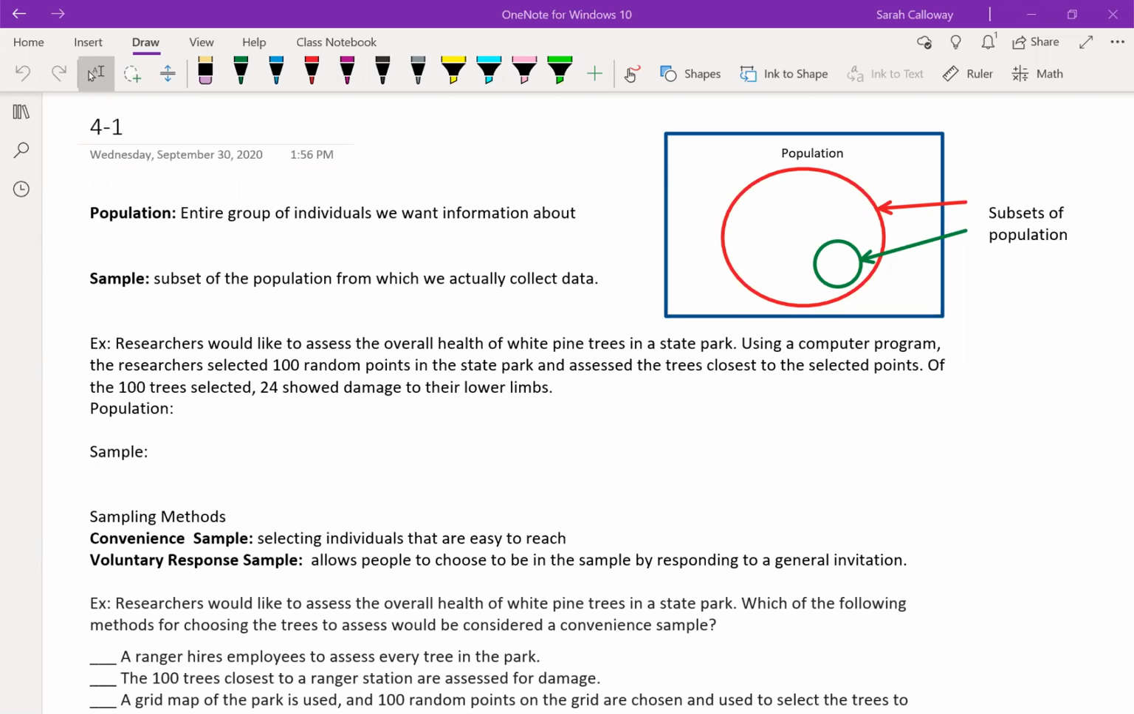Population is the entire group of individuals we want information about. You can think about it as it's always going to be the largest group they're talking about in the problem. Then there's the sample. The sample is who we're actually collecting the data from. And so this is going to be one of the smaller groups because it's a subset of the largest group.